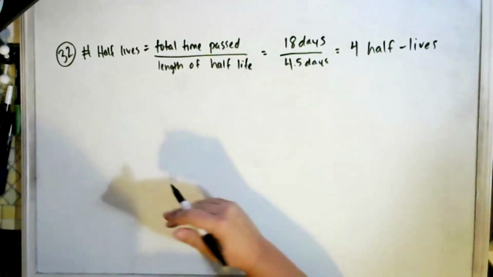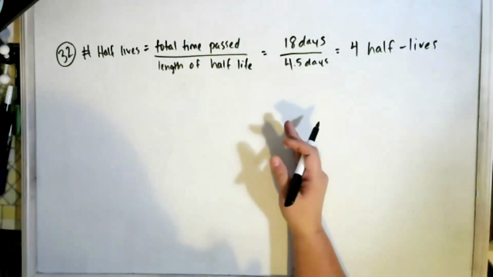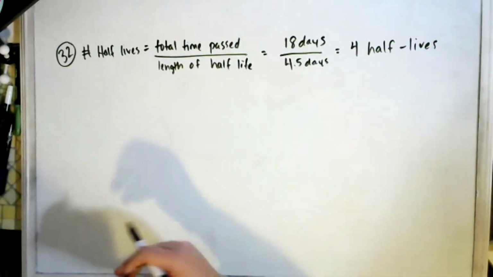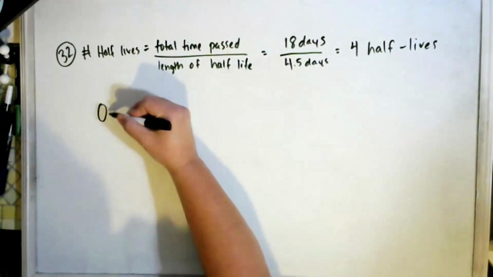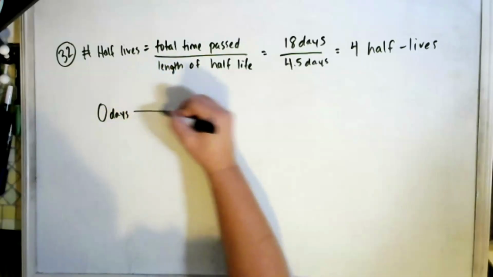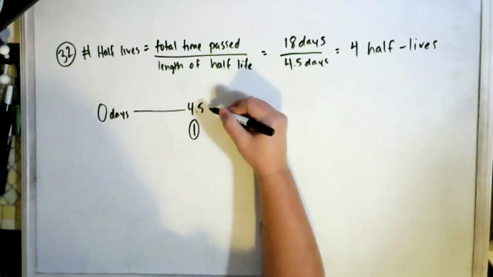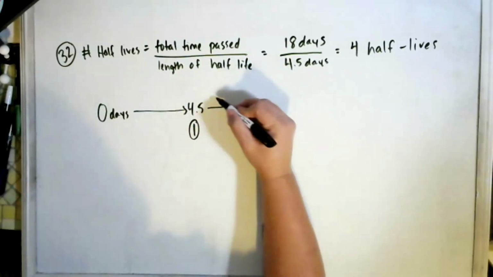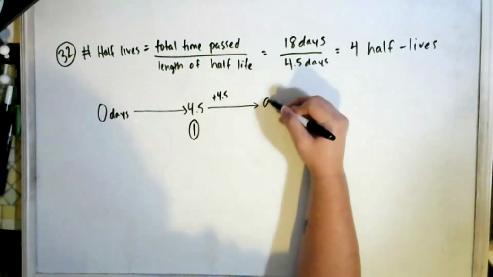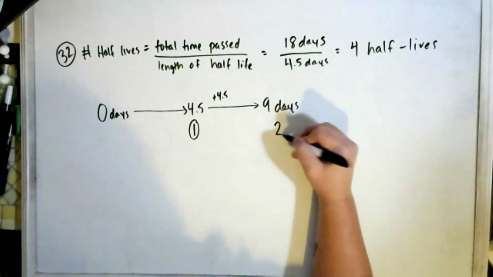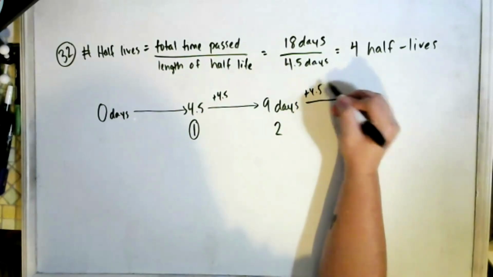The other way, and especially if you're having trouble visualizing it, that's not a big deal because you could still handle this. You're just going to count by 4.5 days. So you're just going to say from 0 days, which is our starting point, to 4.5, that's going to be 1 half-life. From 4.5 days, I'm going to add another 4.5 days, and I'm going to get 9 days. That's my second half-life.